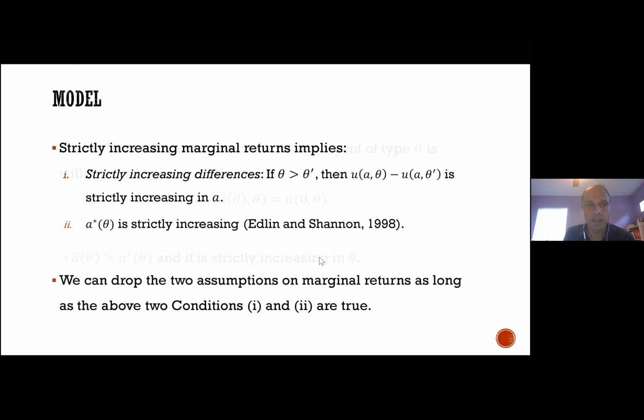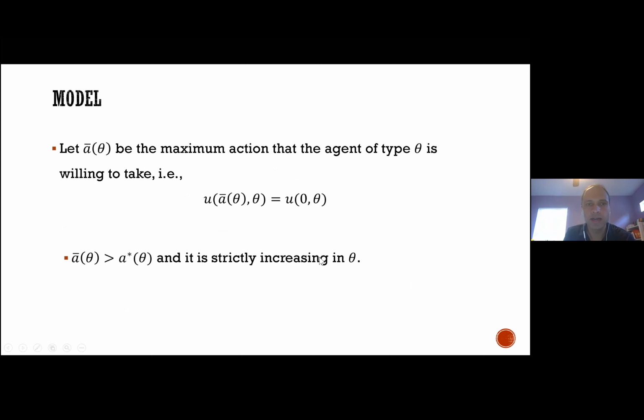Okay, so that's the basic model. Another piece of terminology that might be helpful is the maximum action that an agent of type theta is going to be willing to take. That is denoted a bar of theta. Given that we have a single peaked utility function over the space of actions, this is the action such that type theta is indifferent between the outside option and that action. That's how you find a bar of theta.